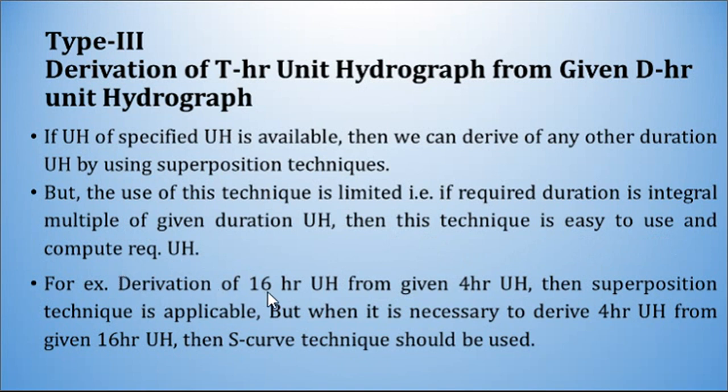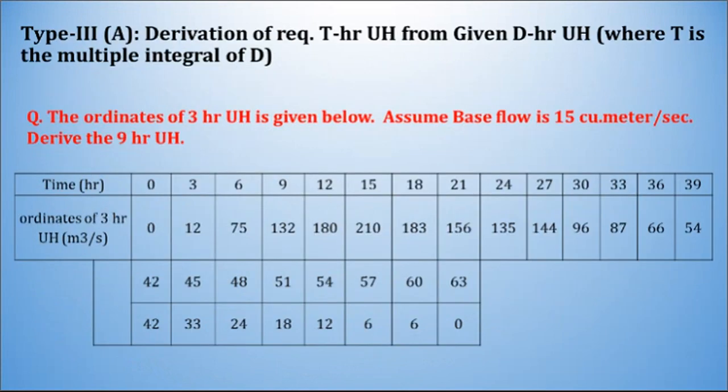For example, for derivation of a 16-hour unit hydrograph from a given 4-hour unit hydrograph, the superposition technique is applicable. But when it is necessary to derive a 4-hour unit hydrograph from a given 16-hour unit hydrograph, then the S-curve technique should be used. So this is an example of derivation of the required T-hour unit hydrograph from a given D-hour unit hydrograph, where T is an integral multiple of D.